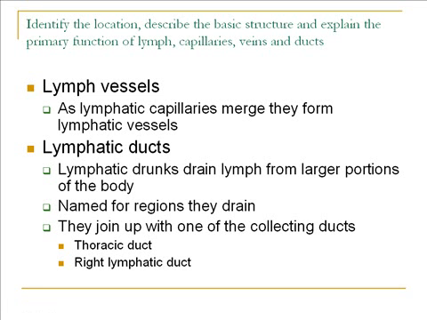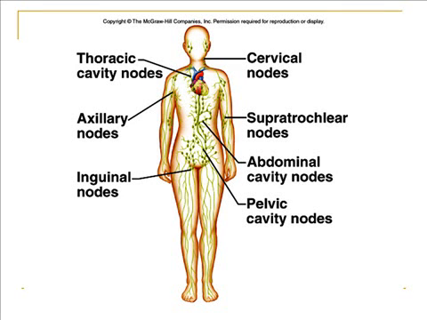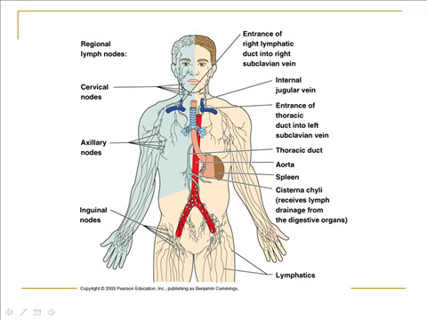So now looking at lymph vessels. I'm just going to go to this picture. As the capillaries merge, they form lymphatic vessels. And then this picture is just looking really at the nodes. So I'm going to go to this picture better. Lymphatic vessels then merge to form trunks, which drain larger portions of the body. They're named for the region, so inguinal, axillary. And then they join up to ducts, the thoracic duct or the right lymphatic duct.